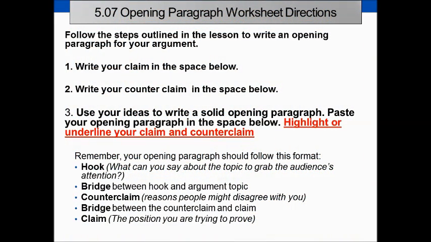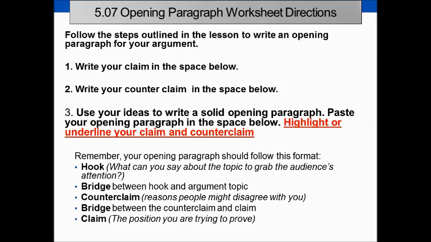For your 5.07 opening paragraph worksheet assignment, you will follow the steps outlined in the lesson to write an opening paragraph for your argument. First, you will write your claim in the space provided. Next, you will write your counterclaim in the space provided. Third, you will use both your claim and your counterclaim to write a solid opening paragraph. You will include your opening paragraph at the bottom of the worksheet. Highlight or underline your claim and counterclaim.